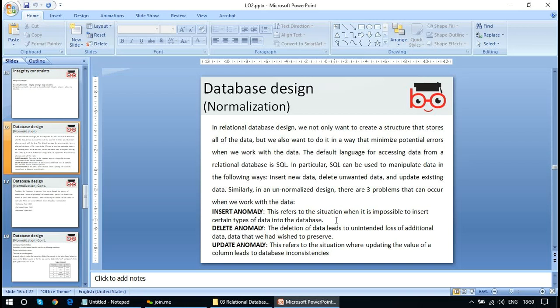So now let us highlight the problems. When you are trying to insert, you will have some problem. When you are trying to delete something, then unintentionally something else is deleted. Then the update anomaly refers to the situation where updating the values of a column leads to database inconsistencies. Superficially, can you imagine that the two are common? For example, if you wanted to delete one thing and it caused a problem in other things. Have you ever noticed this?